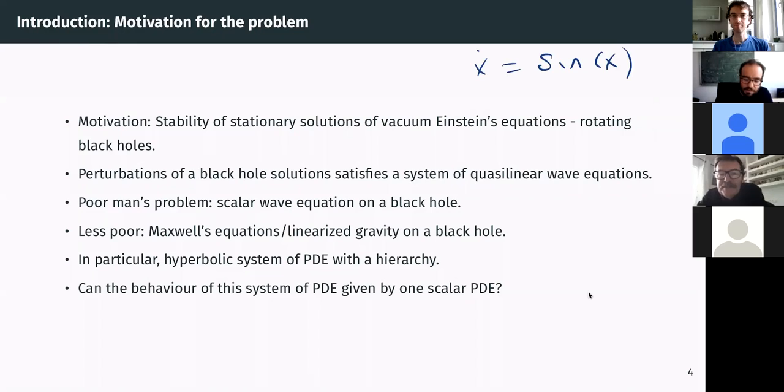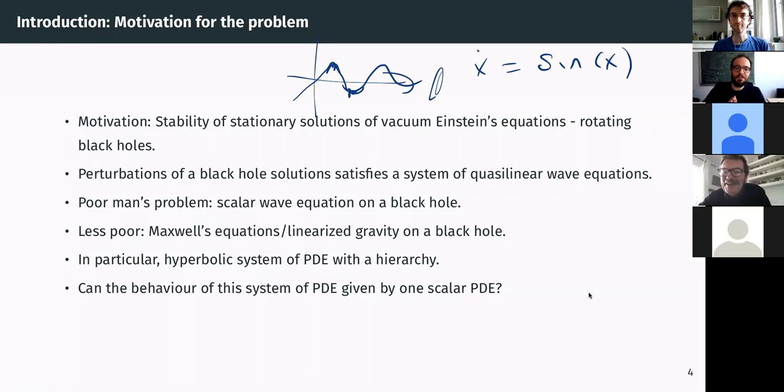You will have your sinus, which does that. And you have a stationary solution here, a stationary solution here, and you perturb it a little bit. And the perturbation is given by an ODE. This is all I'm saying. This is really the PDE equivalent of that stupid problem. It was a huge shortcut, but I think you are more familiar with that than with the stability problem of black holes.